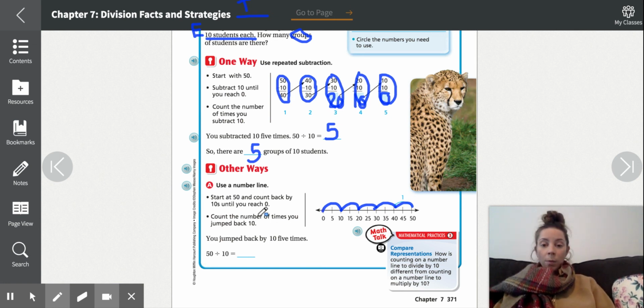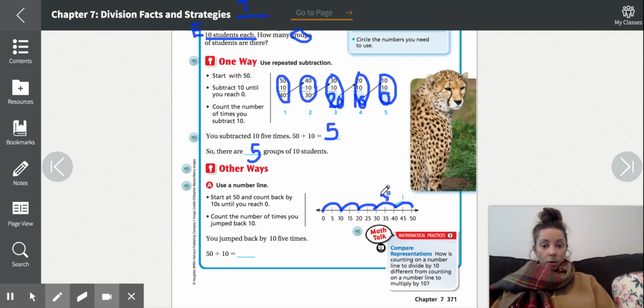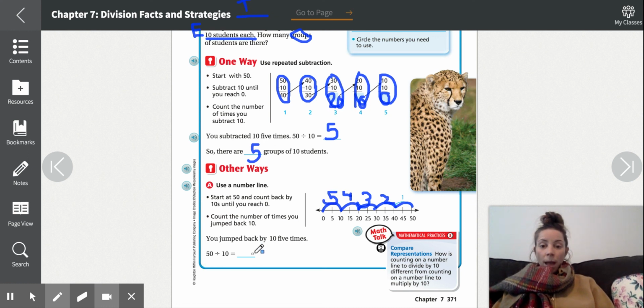So now I'm going to count the number of times I was able to jump back 10. So here's 1 jump, 2 jumps, 3 jumps, 4 jumps or 4 groups, 5 groups of 10. I jump back by 10 5 times, so 50 divided by 10 is 5.